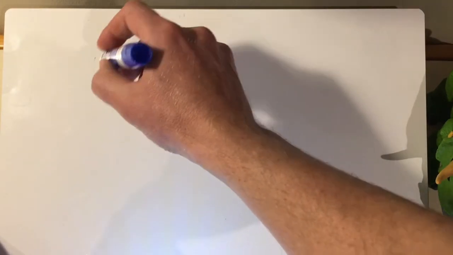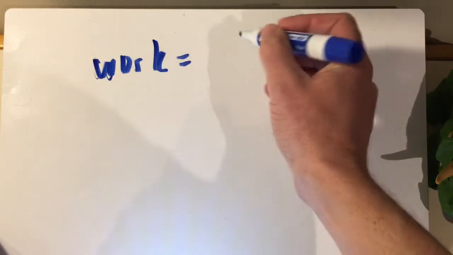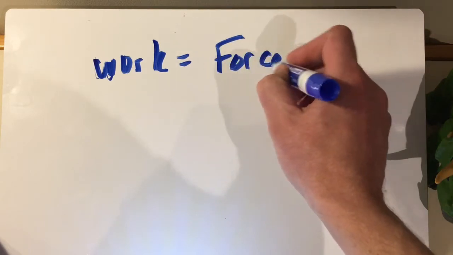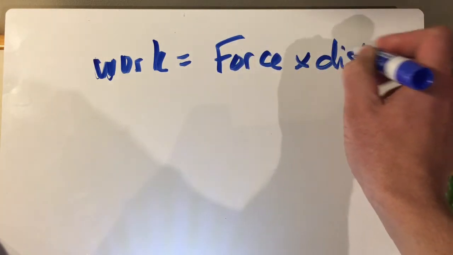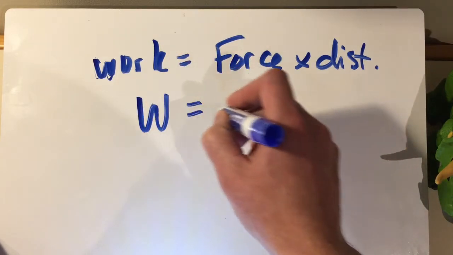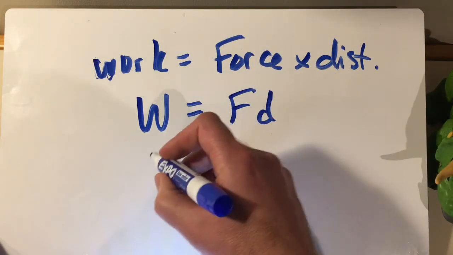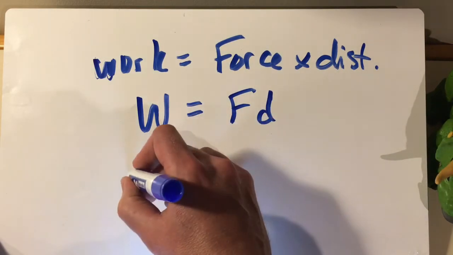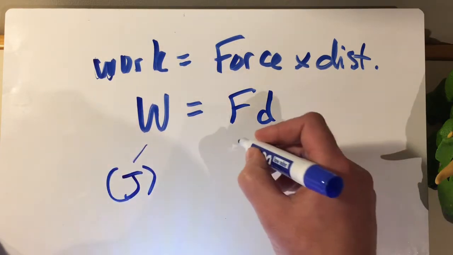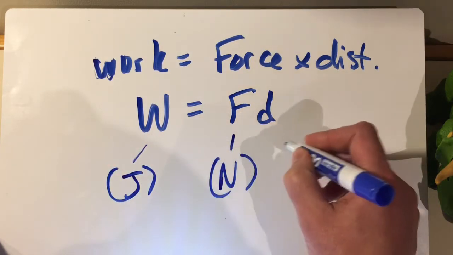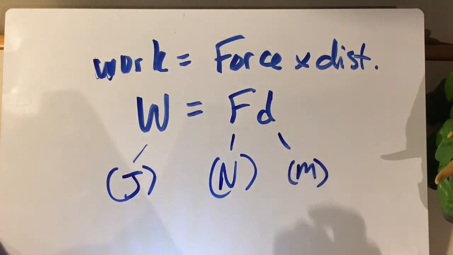So work is not a typical definition. In physics, we have a physics definition for work, and that basically is work equals force times distance. Okay, so that looks like this. W equals F and then D. Now work is measured in joules, so the units are joules. Force is measured in newtons, and distance is measured in meters.